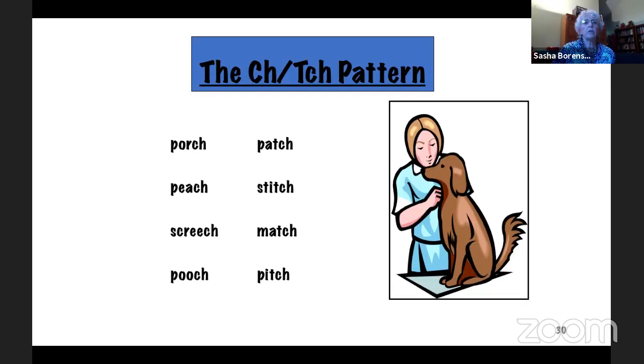Who's willing to give me the explanation of this CH-TCH rule, please? Okay, go for it, Zora. So the CH will follow the strong vowel. And the TCH will follow the weak vowel. Exactly. Anybody have anything different? In maybe different words, but okay. That is completely accurate.